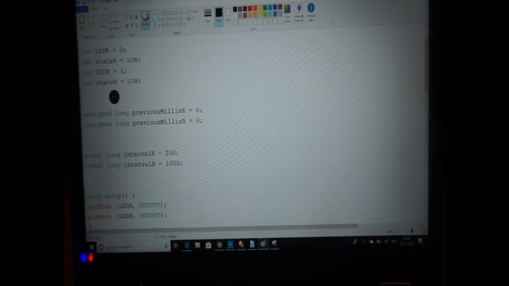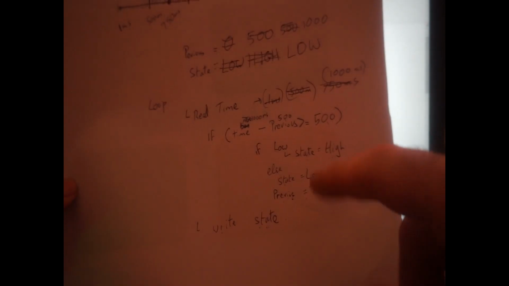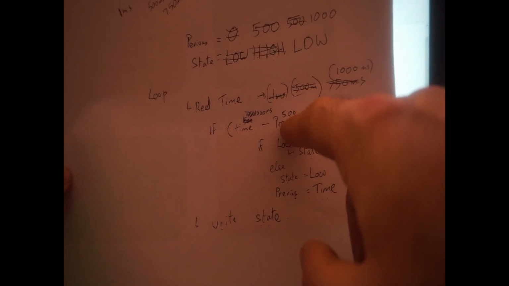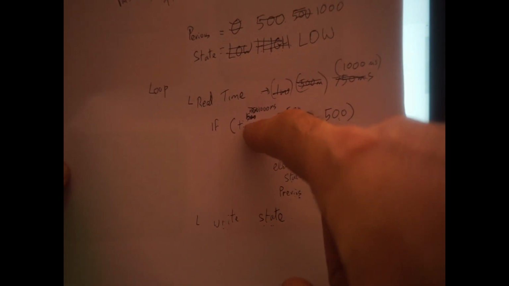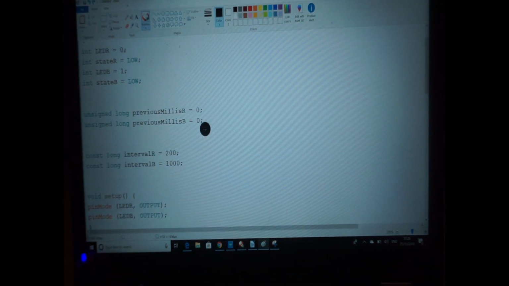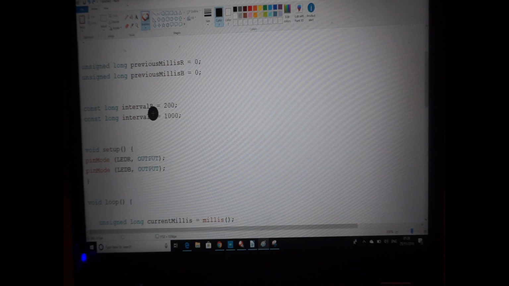Next we're going to give it a previous. So if you remember from our sketch here, our previous was the time that was reset every time it went through the if loop. So the previous was here, so we subtracted the time from the previous. We're going to set our previous to 0 initially for both of them.